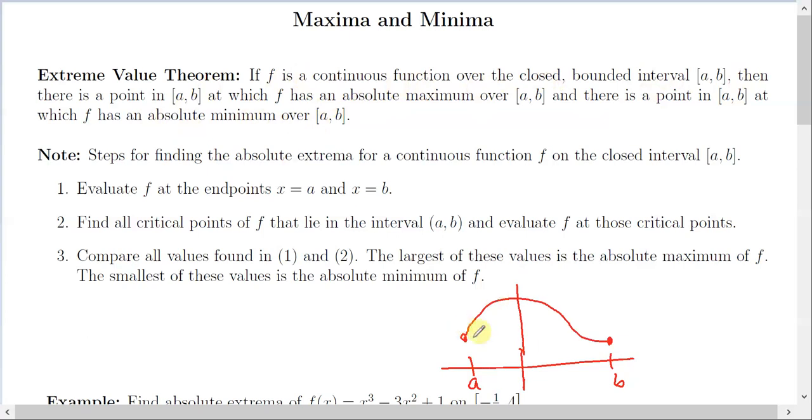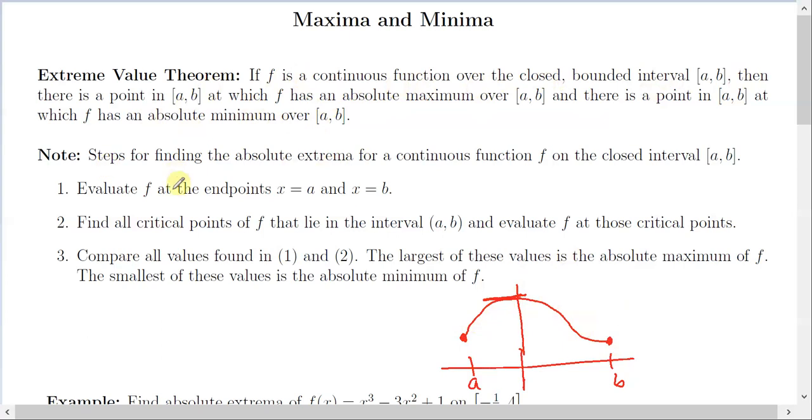You have to draw a nice continuous graph. You can see that the absolute maximum is occurring somewhere in between A and B at a critical point, at one of these high points. And the minimum is occurring at the endpoint. And that turns out to be the only way things can happen. You can either have an absolute max or min at an endpoint, those are allowed at the endpoints, or you can have it somewhere in the interior at one of the critical points. And so that's how we have to try to find that max and min.